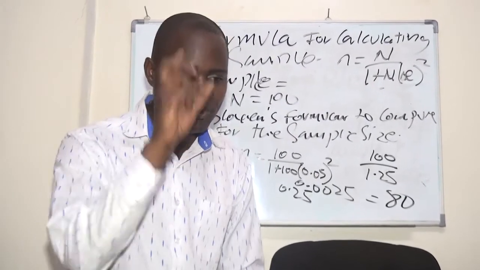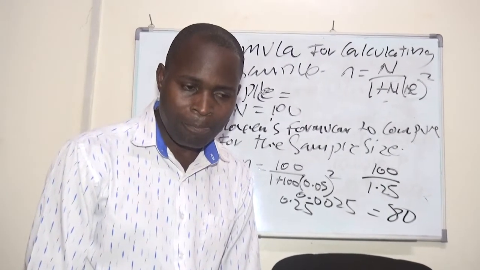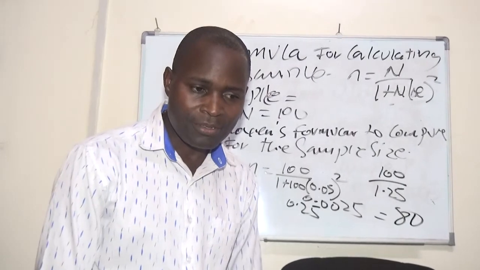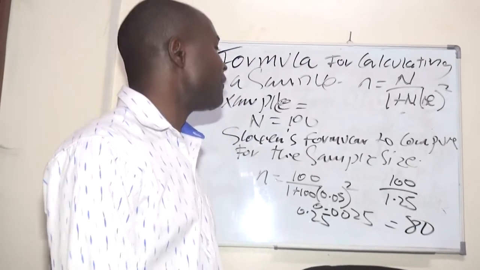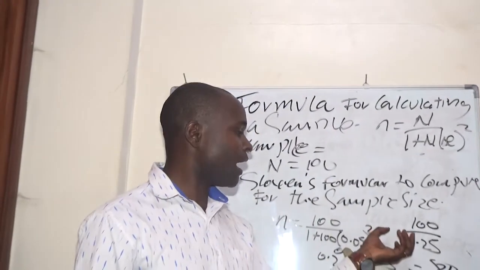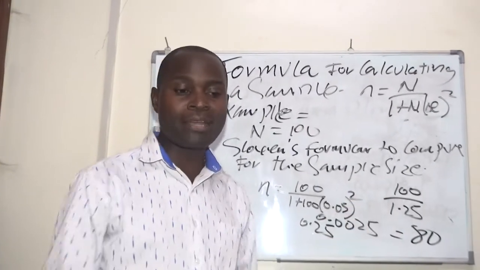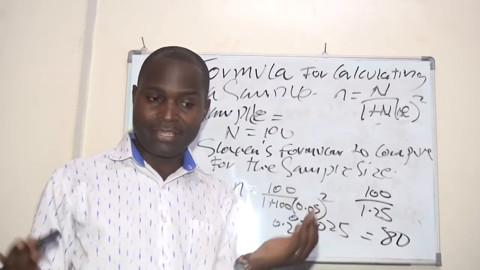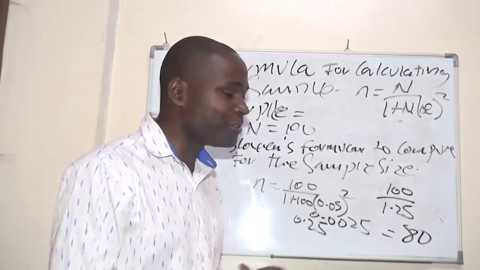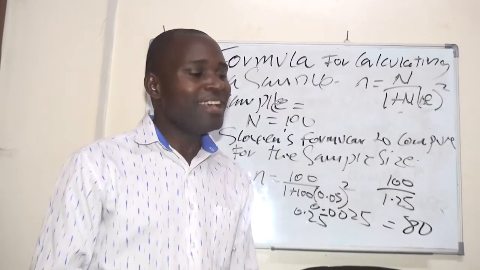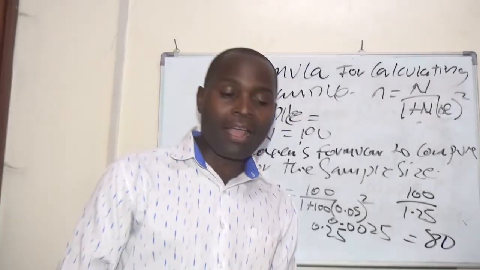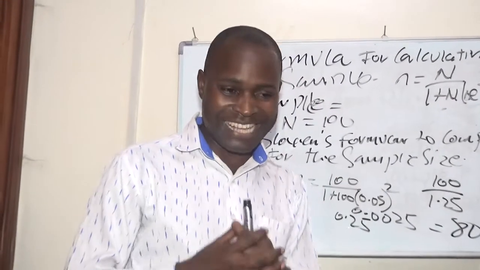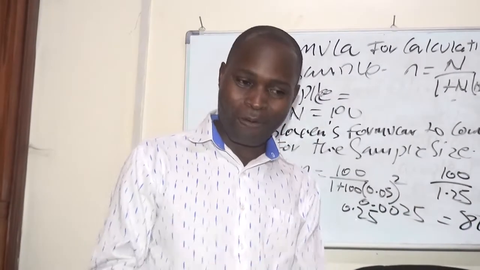At 100, population 100. You can talk? It's 80. It is 80. Okay, perfectly. We have proved with our Slovin's formula with the Morgan tables which are available on the internet. Meaning that whatever we are doing actually is right. Okay? So this is what we call computing for the sample size using Slovin's formula.